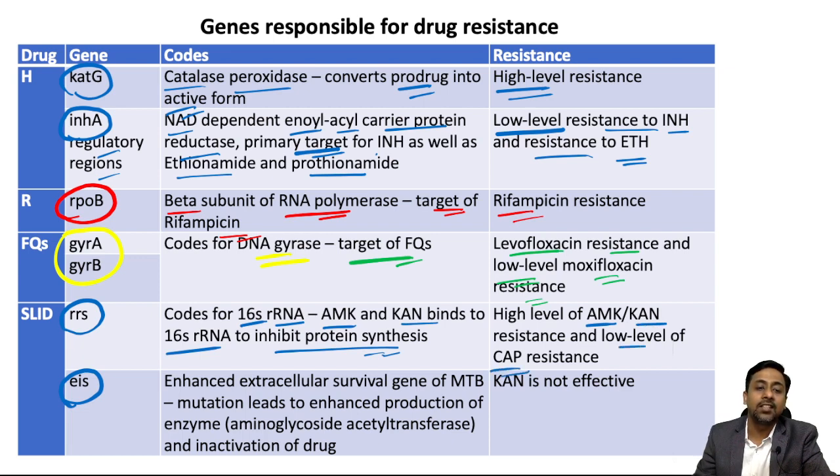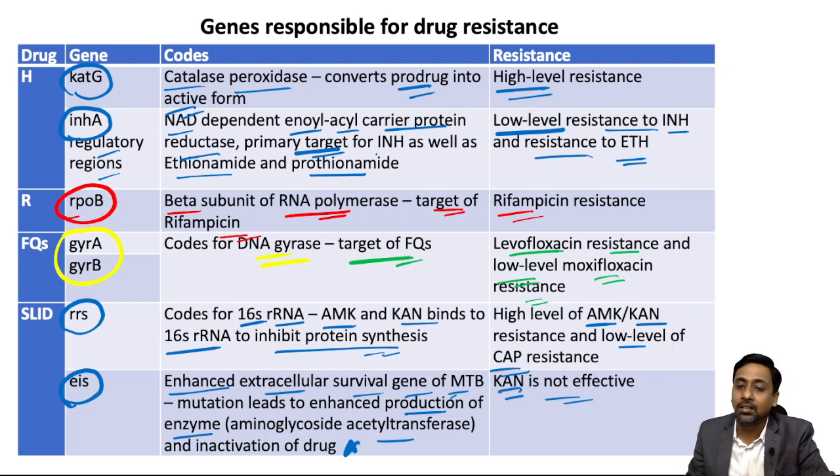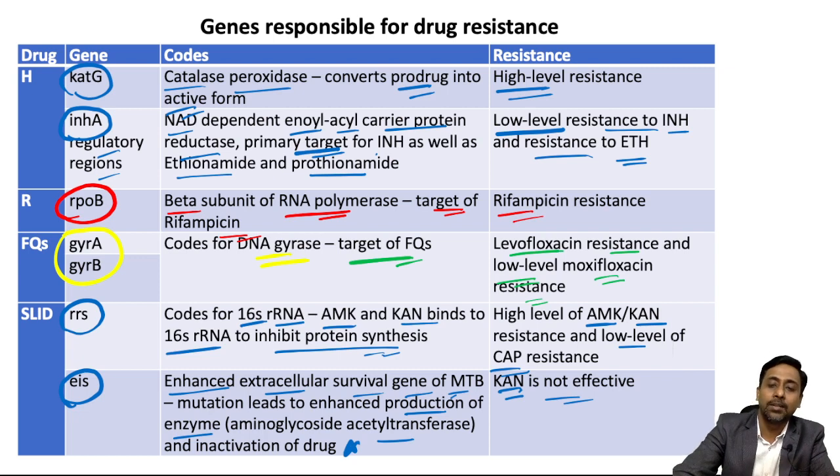And then EIS is the enhanced intracellular survival gene of MTB, and mutation in this gene leads to enhanced production of the enzyme aminoglycoside acetyltransferase, and leads to inactivation of the drug. The drug inactivated by this is kanamycin. So amikacin and capreomycin remain effective, and EIS is responsible for kanamycin resistance. However, RRS is responsible for amikacin and kanamycin resistance, and a low level of capreomycin resistance. Okay, so this is the mechanism of drug resistance, or the genes responsible for drug resistance.